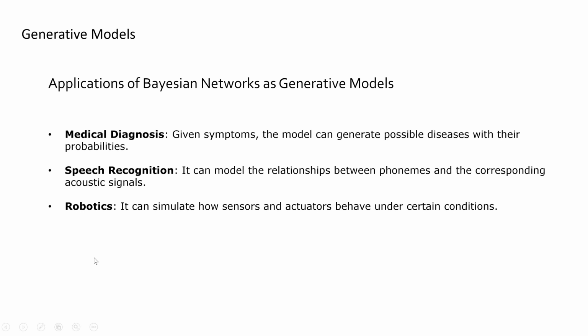And robotics, it can simulate how the sensors and certain conditions work. Whenever you are using probability, you can use a Bayesian network in the generative AI model. So this is all about the Bayesian network in the generative model.